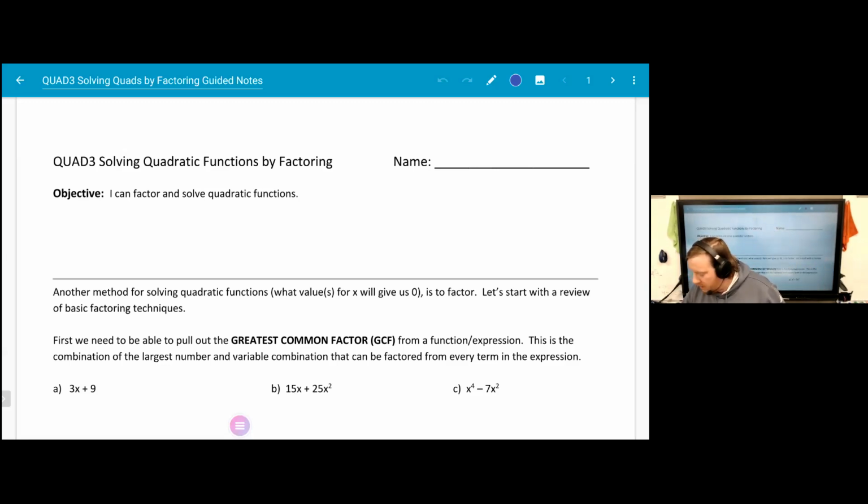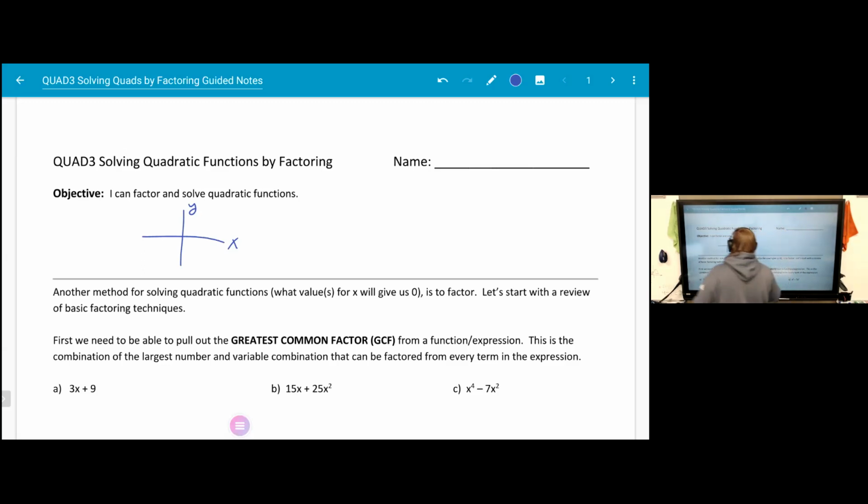The first thing we need to talk about is a reminder of what we are doing here. What does it mean to solve a quadratic? We've got this X and Y axis here. This is my X axis. This is my Y axis. When we say solve quadratics, we're trying to figure out if the quadratic function touches the x-axis, and where does it touch?